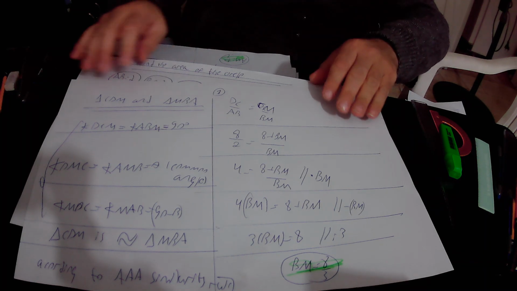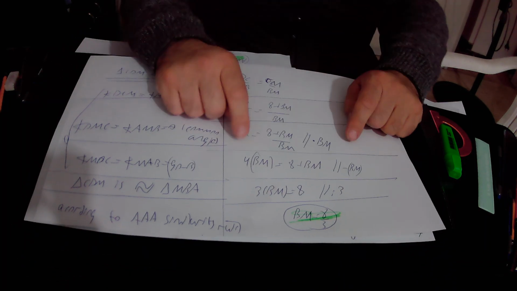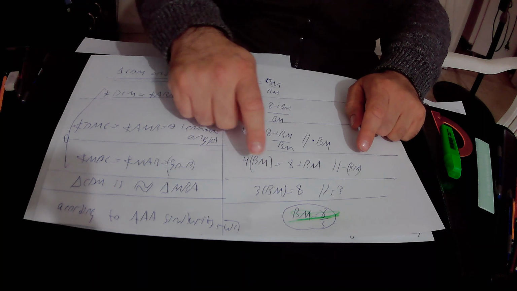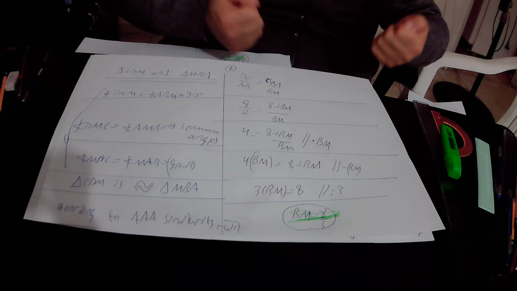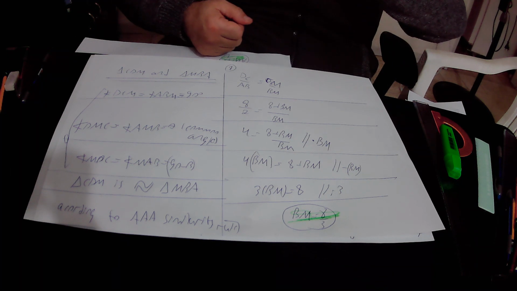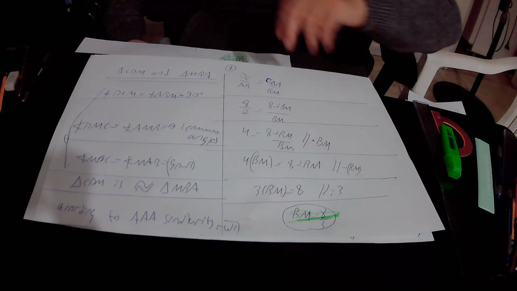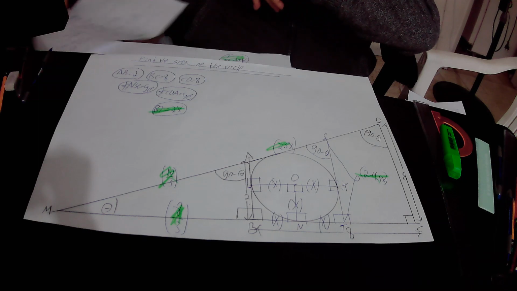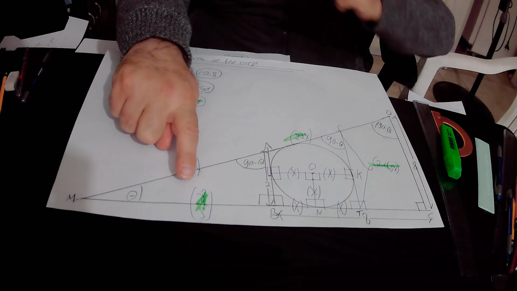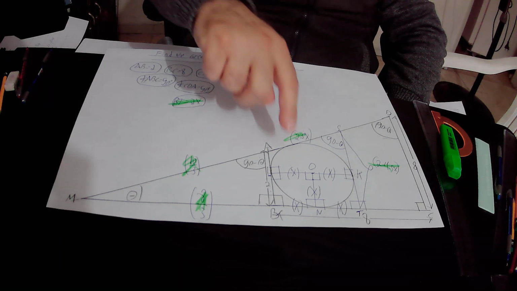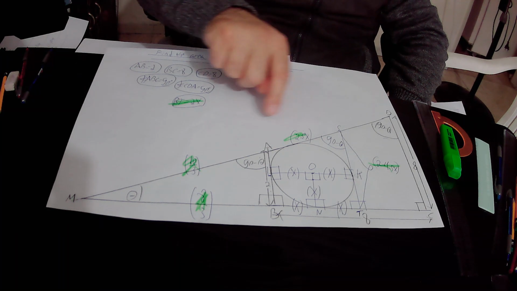Here we subtract BM from this equation and found out that 4BM minus BM is 3BM, so 3BM equals 8. Here we divided this equation by 3 and found out finally that BM equals 8 over 3 length units. Then we implemented the Pythagoras theorem on this right triangle MBA.